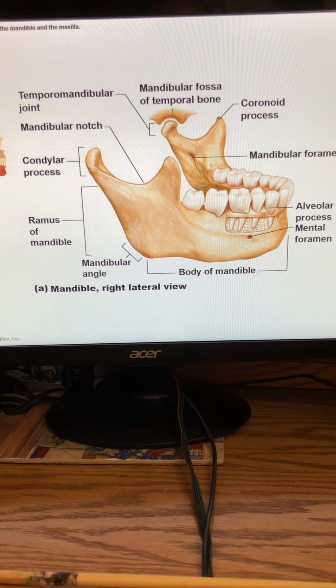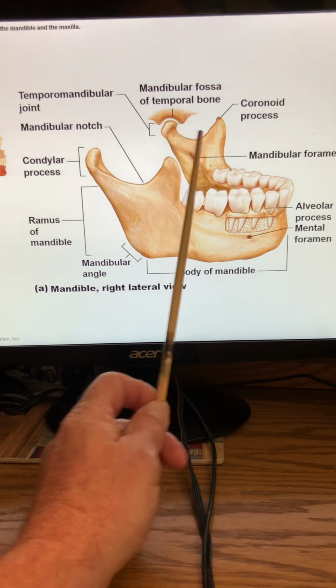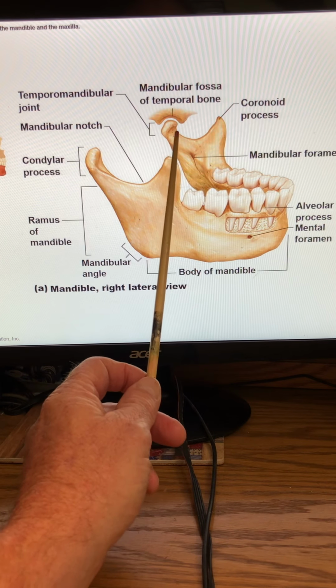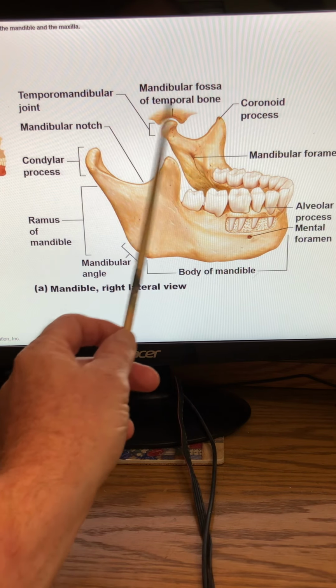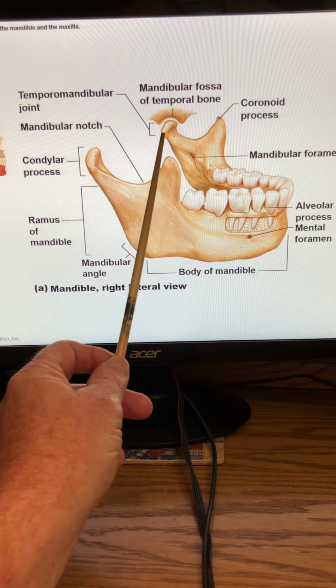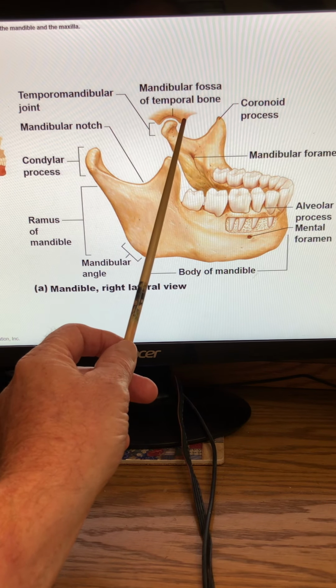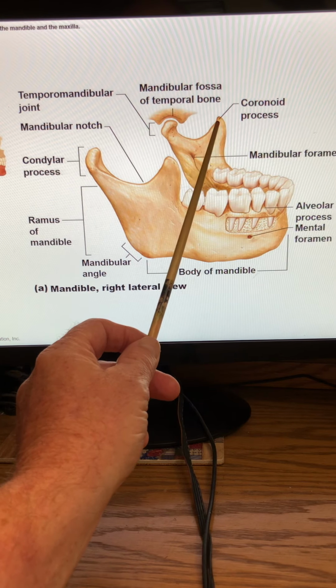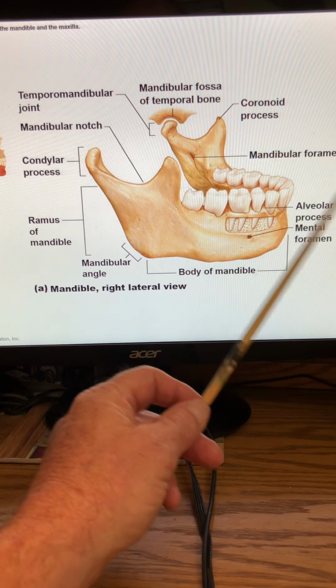So you can see back here a little bit how the temporomandibular joint is put together. Here is the temporomandibular joint. Here is the mandibular condyle going into the mandibular fossa, and you still have the coronoid process sticking out here.